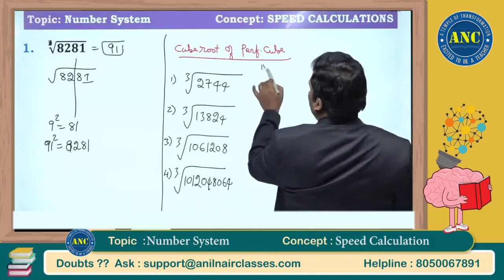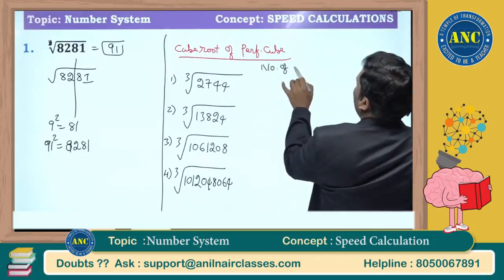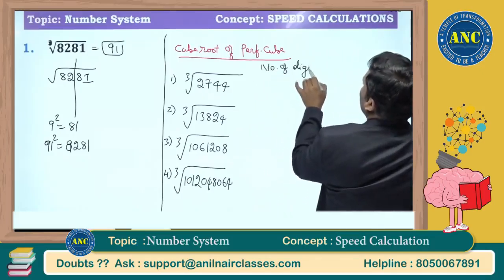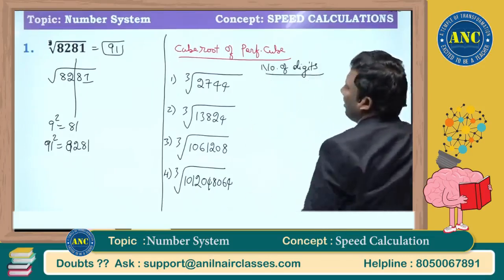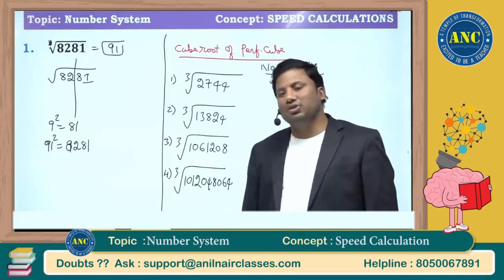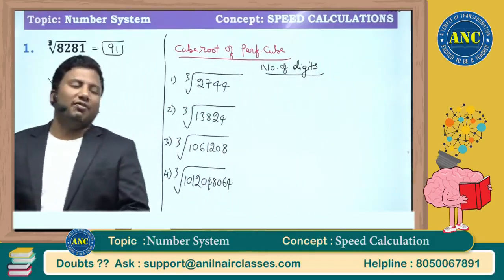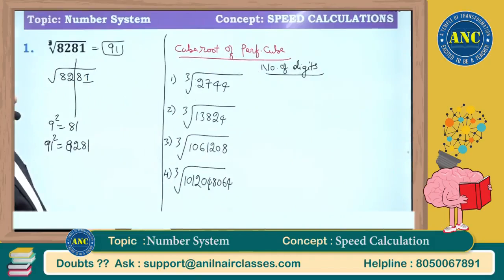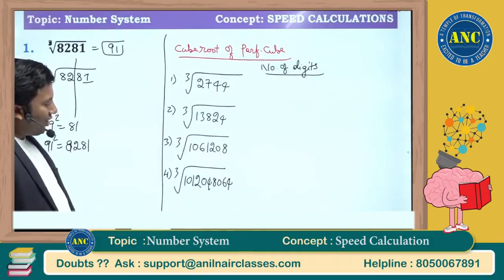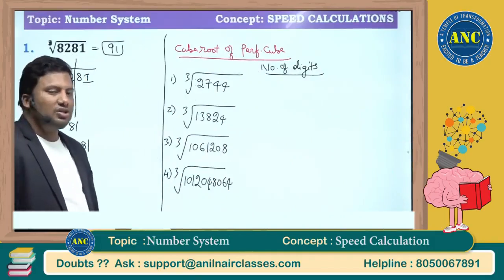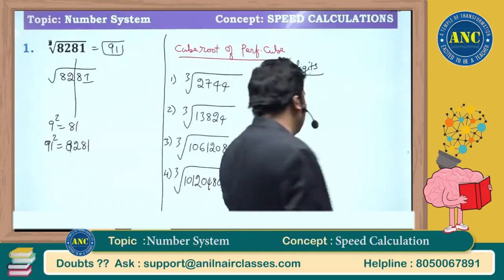Let us find the number of digits for these perfect cubes. Cube root of 2744, cube root of 13824, cube root of 1061208, cube root of 1012048064.